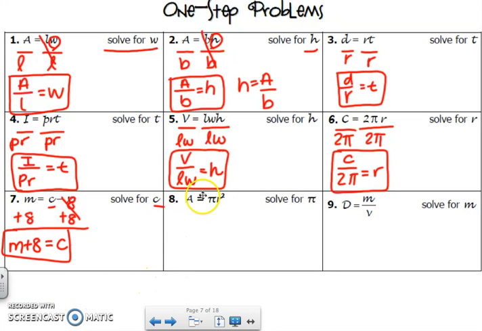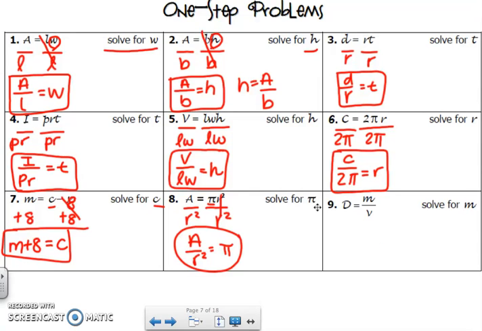Okay, number 8 is another division problem, solve for pi. So I need to get rid of R squared. So I'm going to divide by R squared. And I would get A over R squared equals pi.